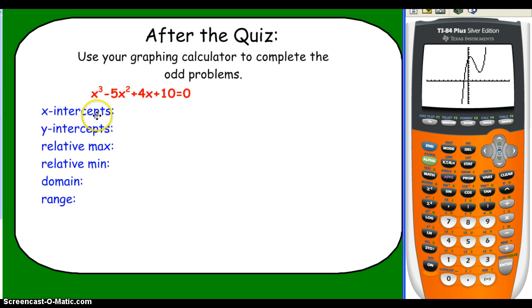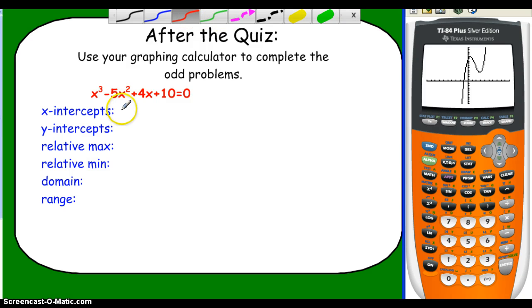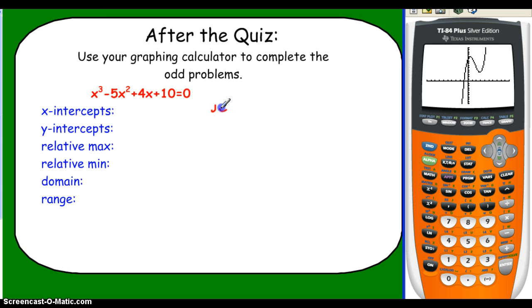And the first question asks us how to find the x-intercepts. If you remember from all the lessons that we've been doing, in order to find the x-intercept, you have to set y equal to 0. Well, there is no y in here, because we've already done that. We've already set y equal to 0.